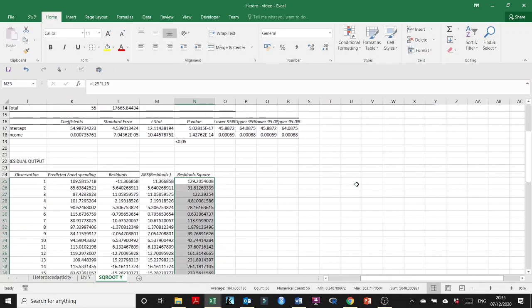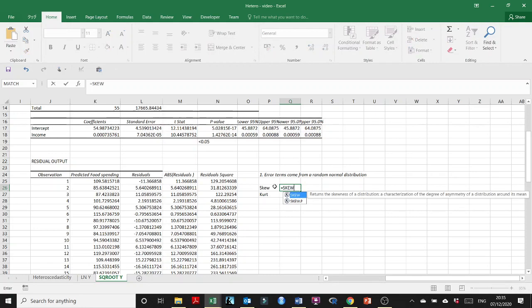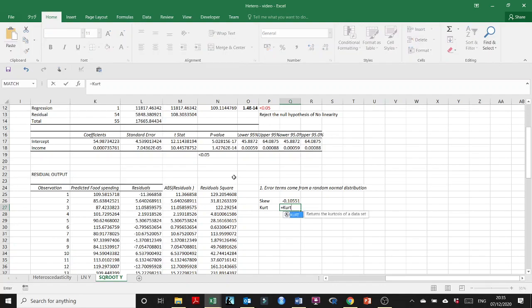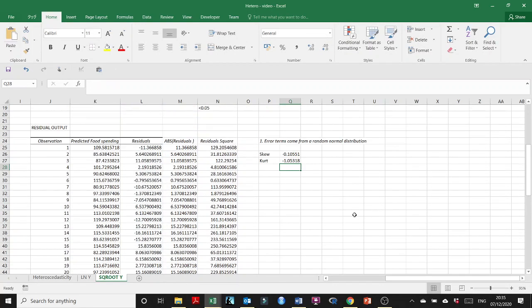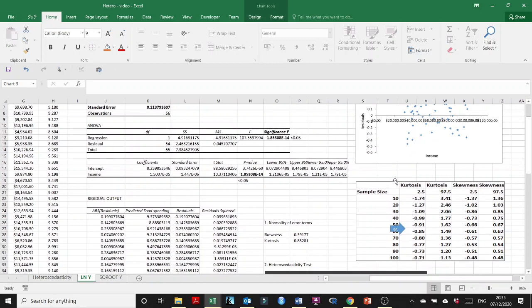And now, first of all, we need to begin with the normality assumption that the error terms come from a random normal distribution. Is that true? Okay, let's test that. So we do the skewness test and the kurtosis test. We take the residuals with their signs, negative or positive, and we take the kurtosis with their signs, that's the residuals. And then we need to look at the same table.